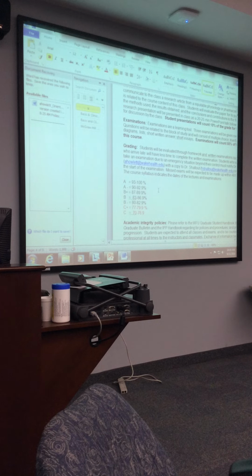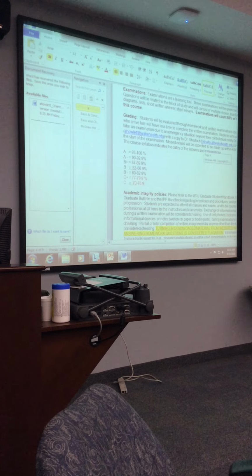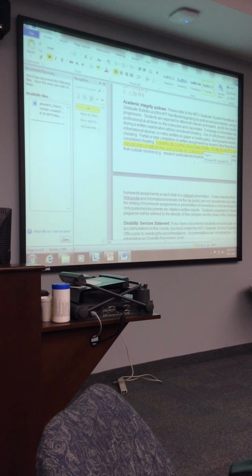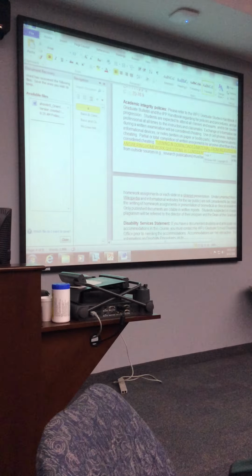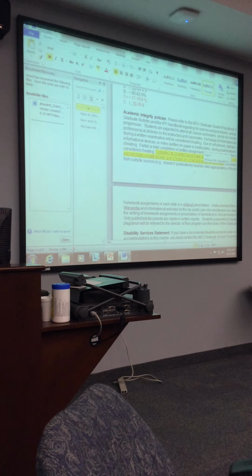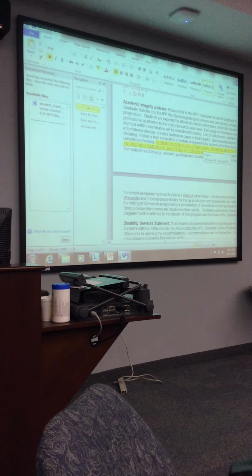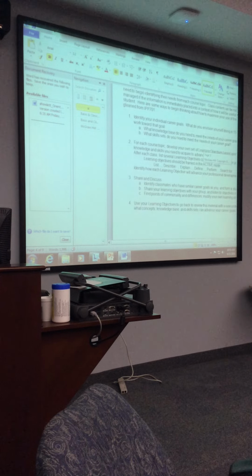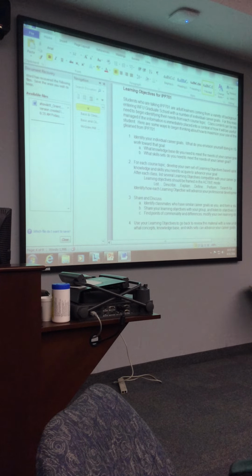During the course, you're probably not going to be able to calculate exactly where you may fall on this, but we are going to be including A minuses and B pluses and B minuses, so it's not just going to be an A, B, C delineation. And that's the way the graduate school is looking at these now. I've got some academic policies that essentially say that cheating is going to be a no-no, but of course you knew that already.